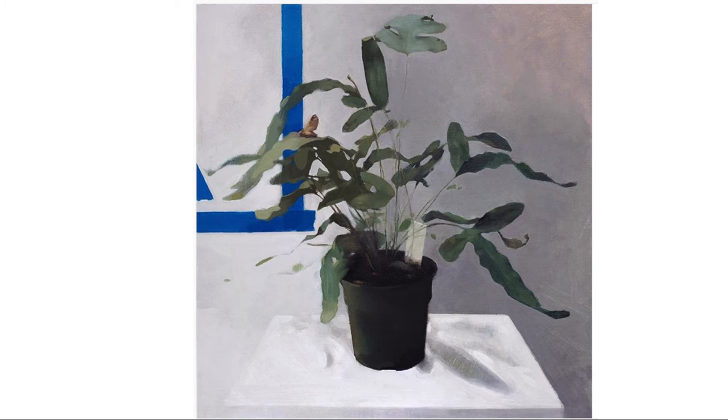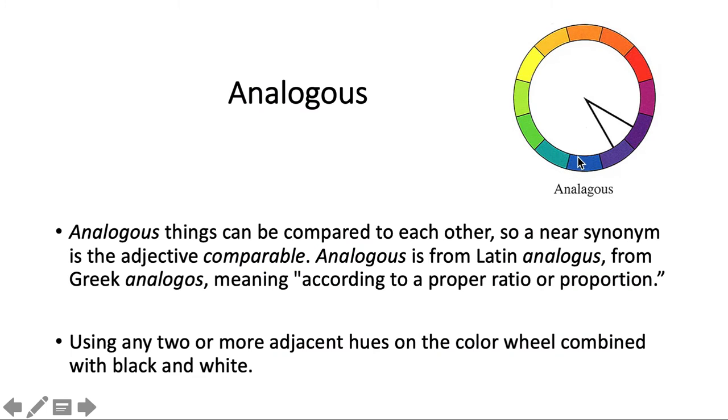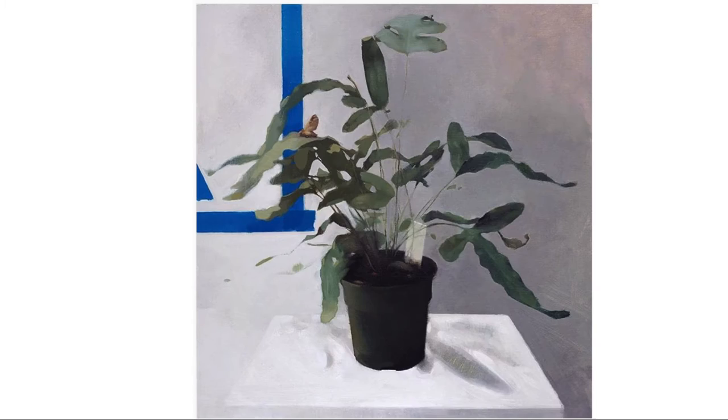So this one, what is this? This is over here. You have to imagine you're moving this over. So green and blue is the analogous color scheme of this painting. Very low in saturation, except for this blue tape, and this gray. It looks to me like a complement combination. It doesn't look like black and white.